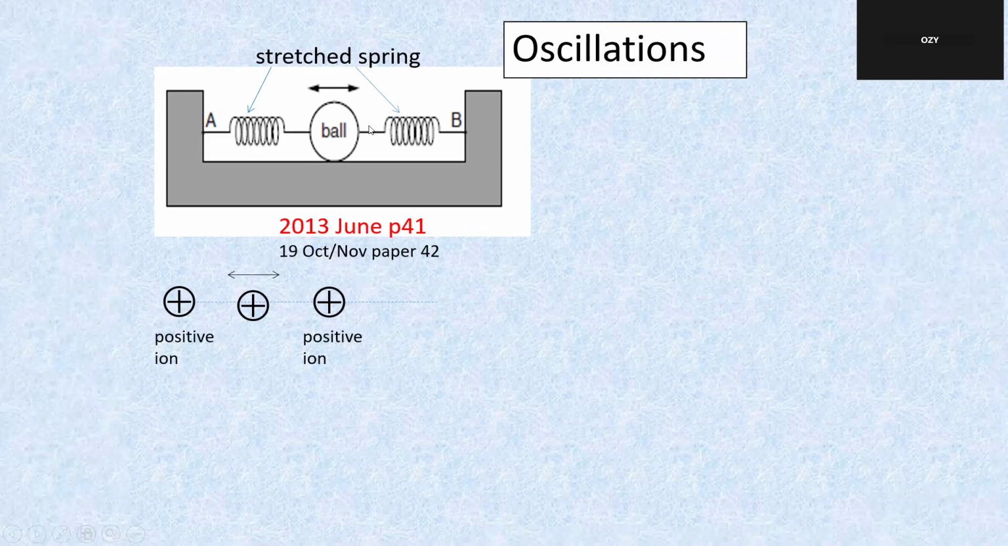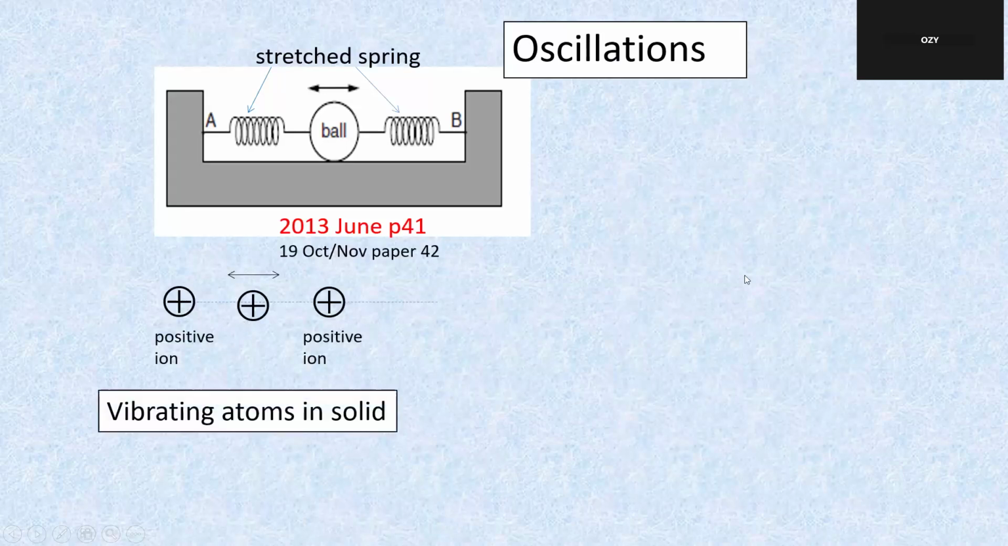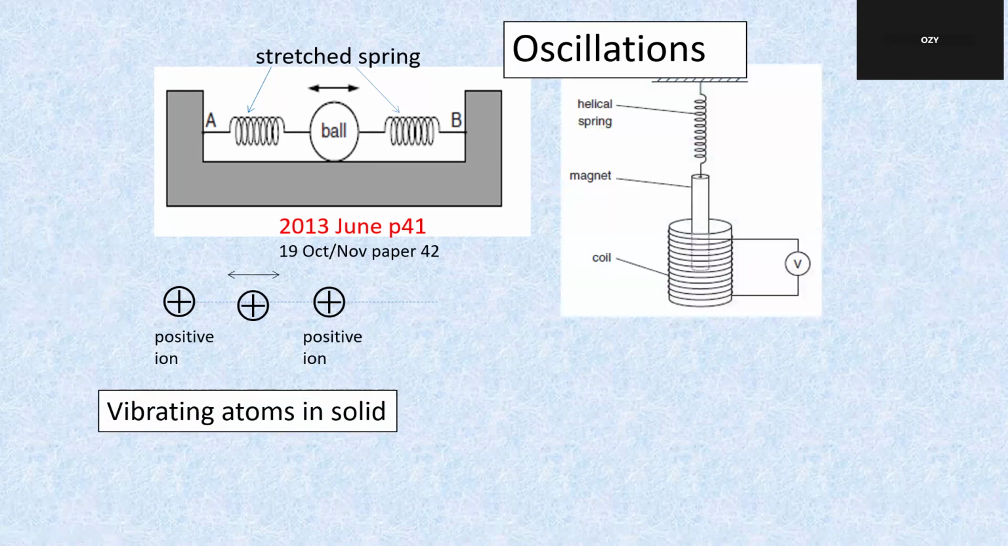This is basically a ball that simulates a positive ion in the atom, and how it vibrates to and fro. Vibrating atoms in the solid. Oscillations are easier to set because you can cover two topics at the same time. You can cover electromagnetic induction and oscillation together. It's a compulsory question, it comes out every year.